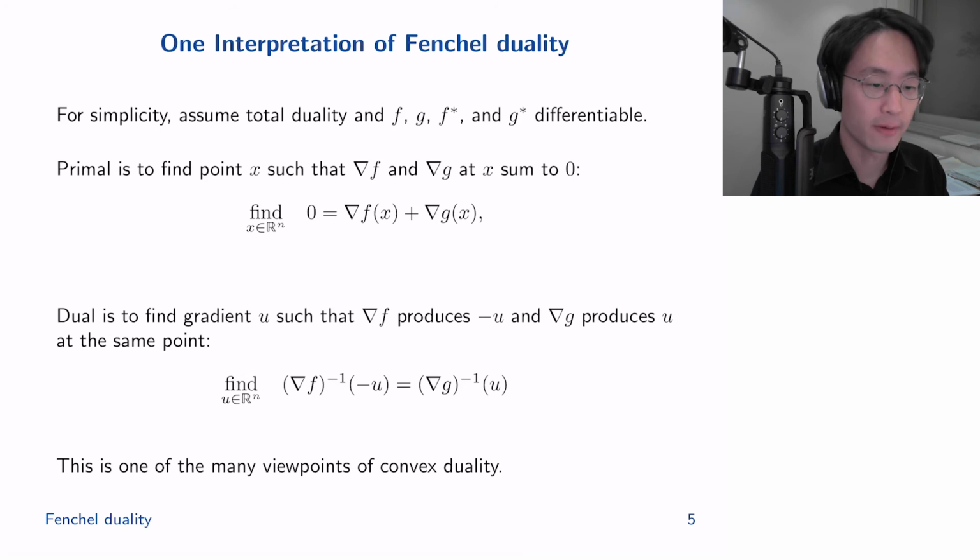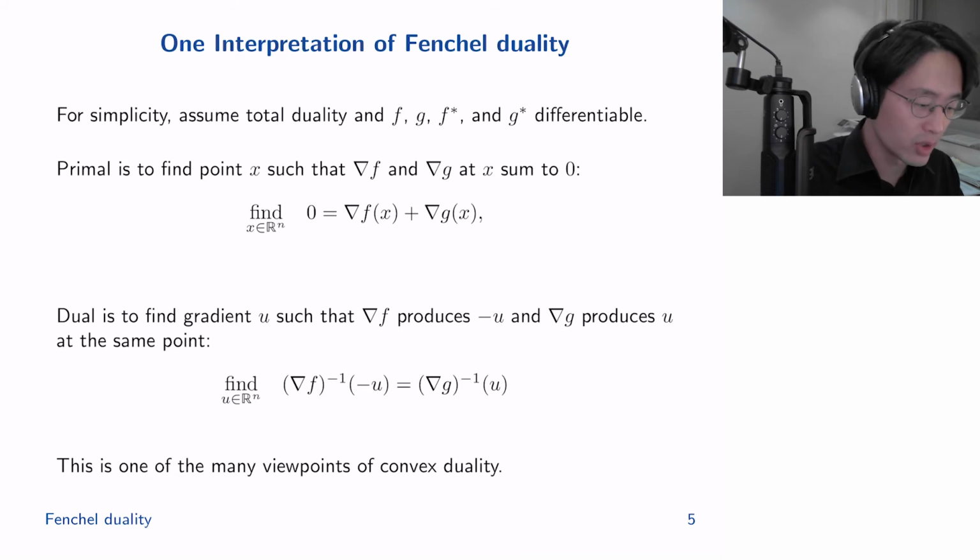Here's one interpretation of Fenchel duality. For the sake of simplicity, let's assume that total duality holds, and furthermore, let's assume that the functions f, g, f star, and g star are all differentiable. The primal problem, which is originally proposed as minimizing f of x plus g of x, can be reinterpreted as the problem of finding a point x such that grad f and grad g evaluated at point x sum to be equal to 0. In other words, we can reinterpret the primal problem as finding a point x such that grad f evaluated at x and grad g evaluated at x, they sum to be equal to 0.